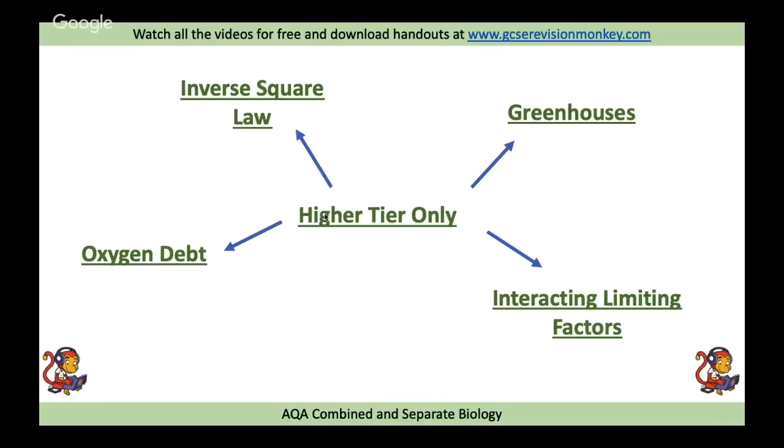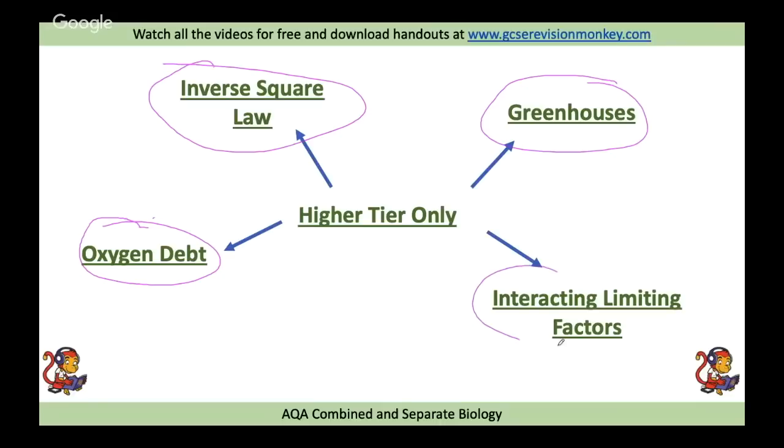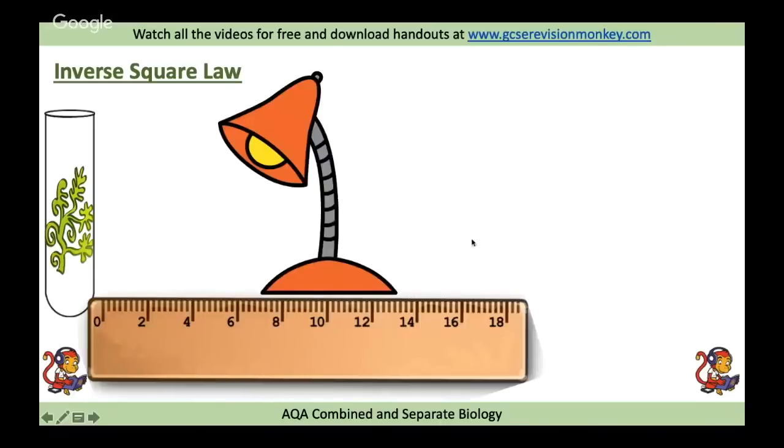For higher tier, I want you to concentrate on these 4 things and knowing these really well, because there's only a little bit of higher tier content, and it's likely that at least one of these are going to come up to make your paper a little bit different to foundation. So let's start on inverse square law.